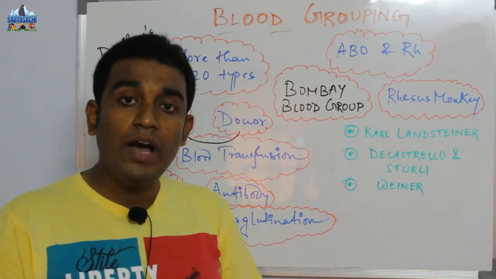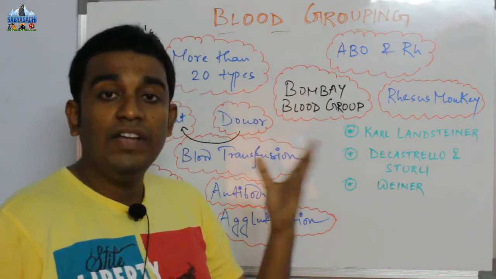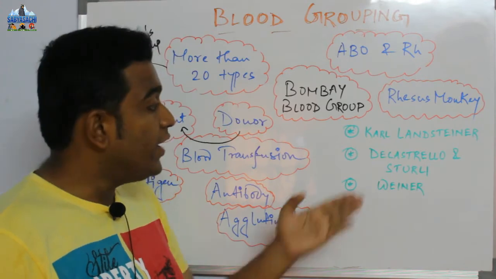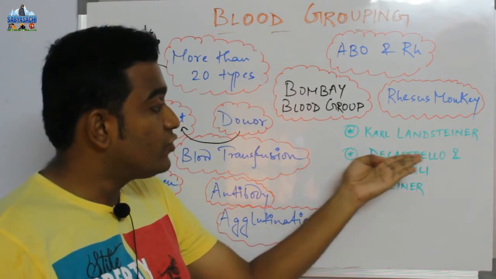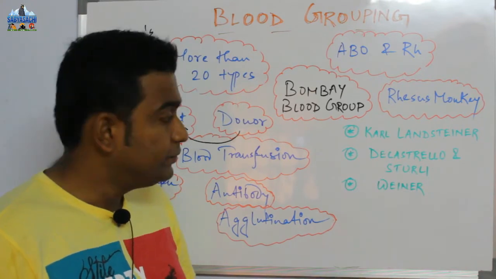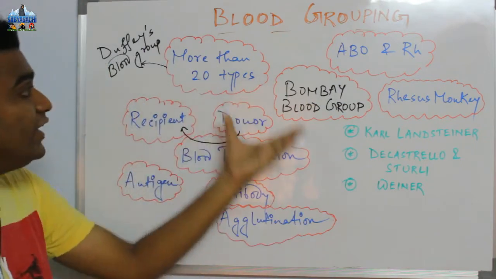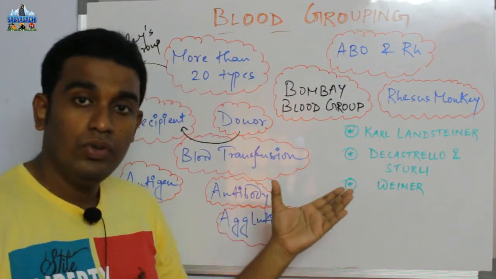But if you remember, you have one more blood group, that is the AB blood group. So the discovery of the AB blood group was done by Mr. DiCastrillo and Sturley, or Sturli, however you pronounce it. I hope this introduction part makes sense to you.